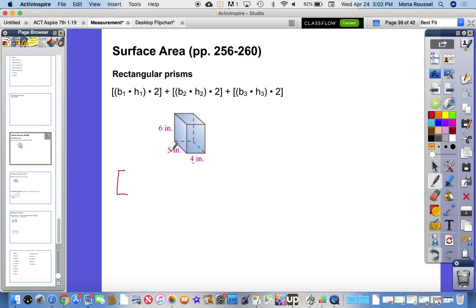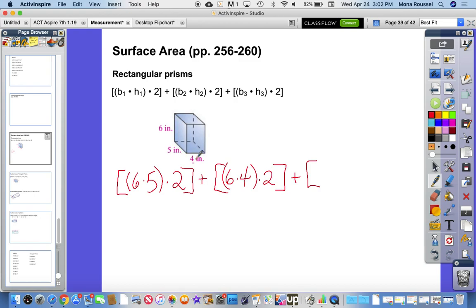So we have the 3 dimensions, 6 inches, 5 inches, and 4 inches. So I can take the dimensions of 6 times 5 to find the area of one of the rectangles. And then I'll multiply that times 2, plus area of another rectangle, 6 times 4, and multiply that times 2. And then find the area of the third set, which is 5 times 4, and multiply that times 2.